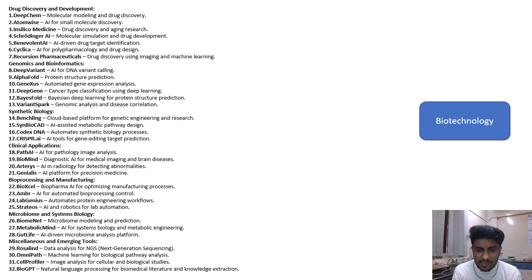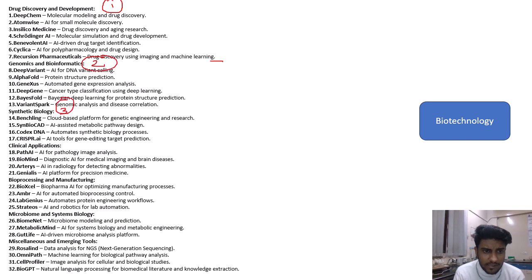So the first subject that we are going to be discussing is biotechnology. So these are the different list of tools. You can take a screenshot and just randomly search for it. I've divided it according to the categories. First category is drug discovery and development. The second category is genomics and bioinformatics. The third category is synthetic biology.